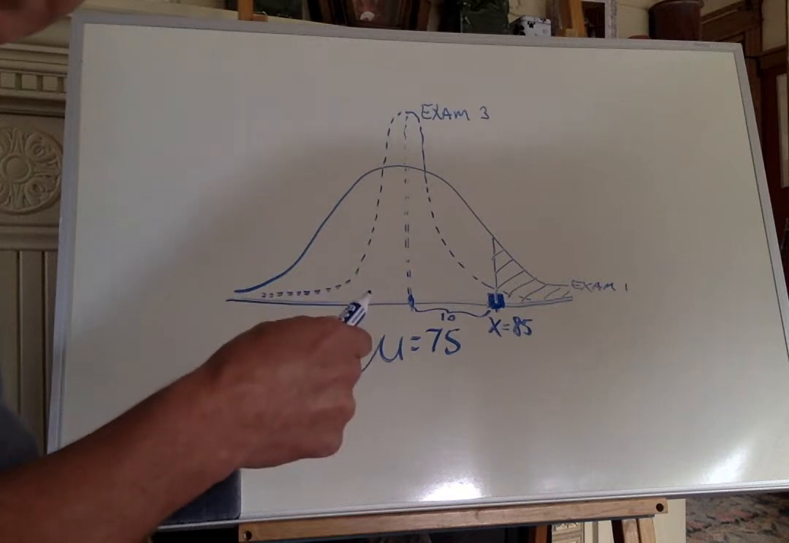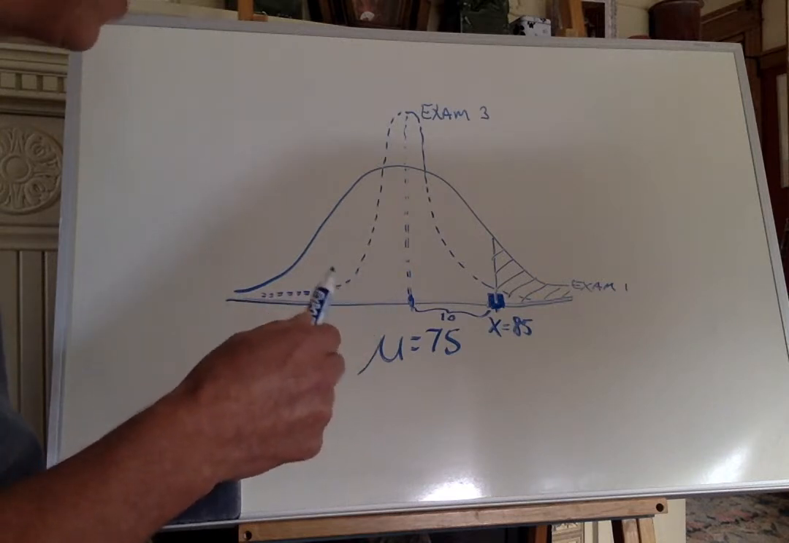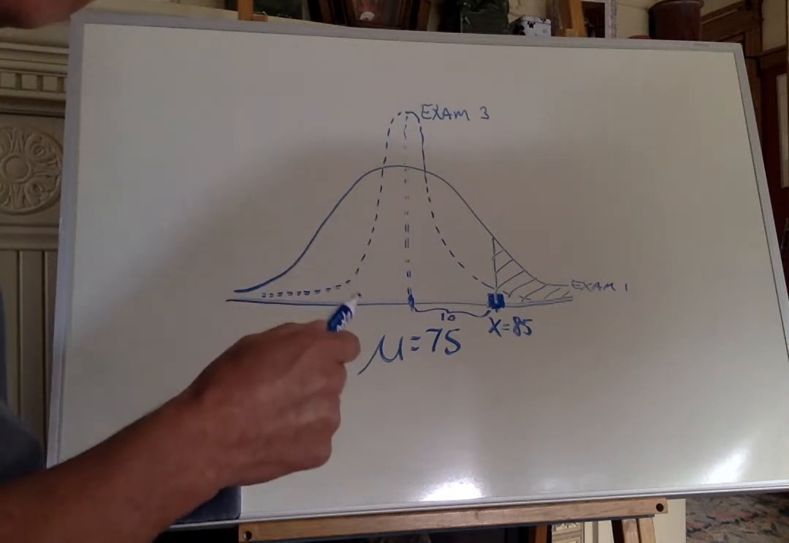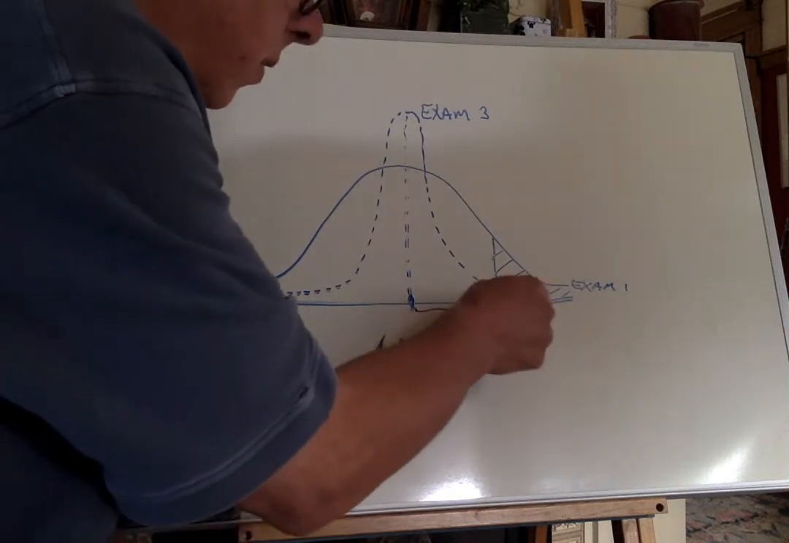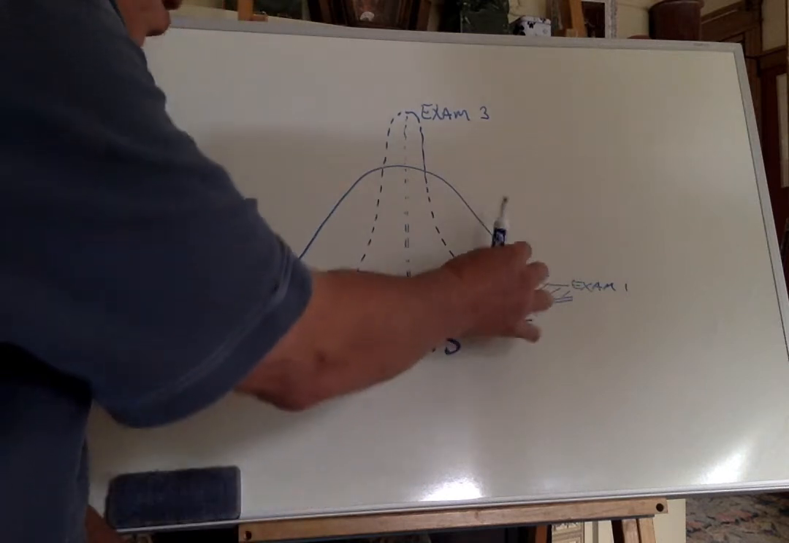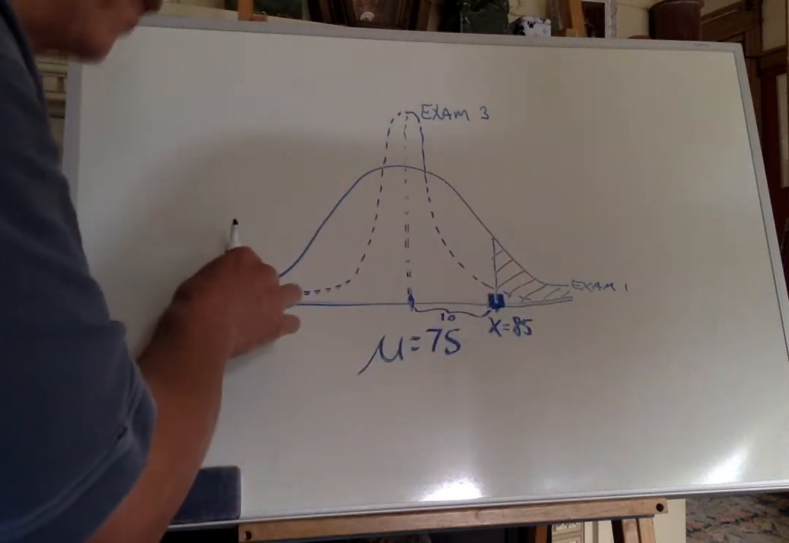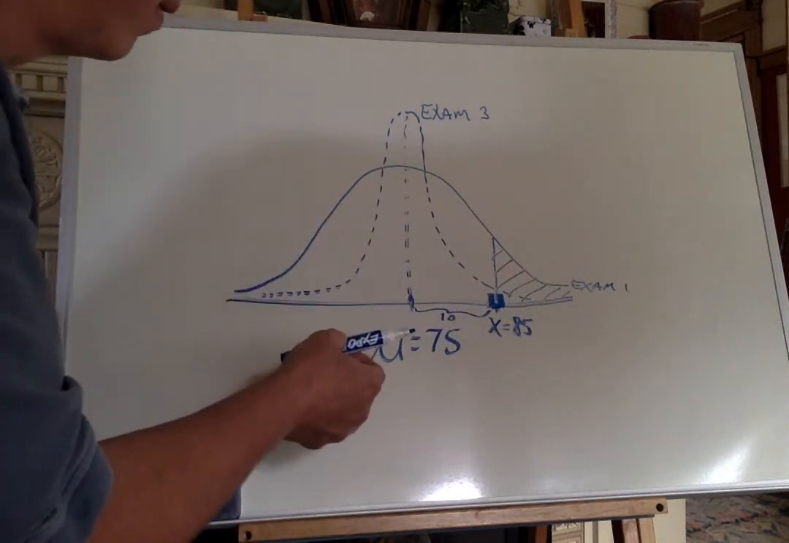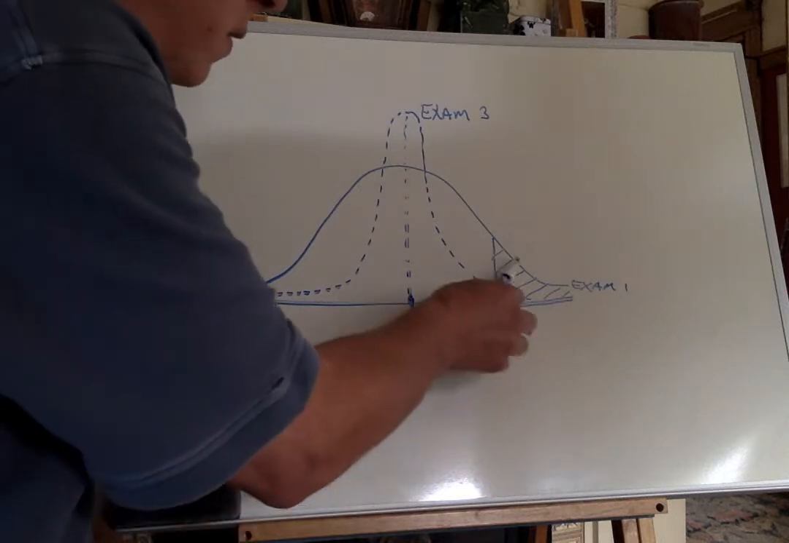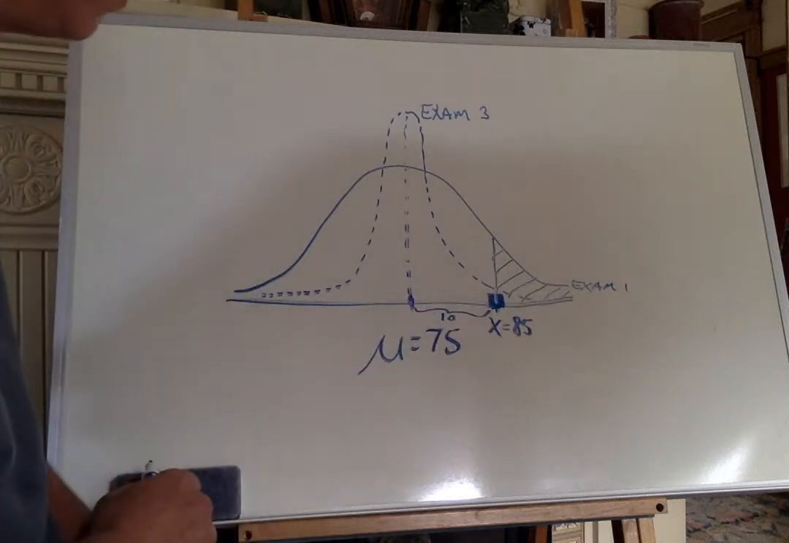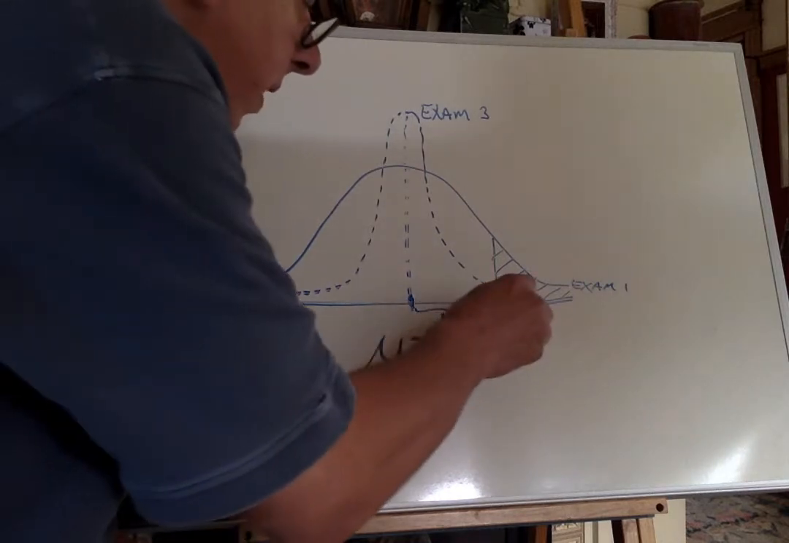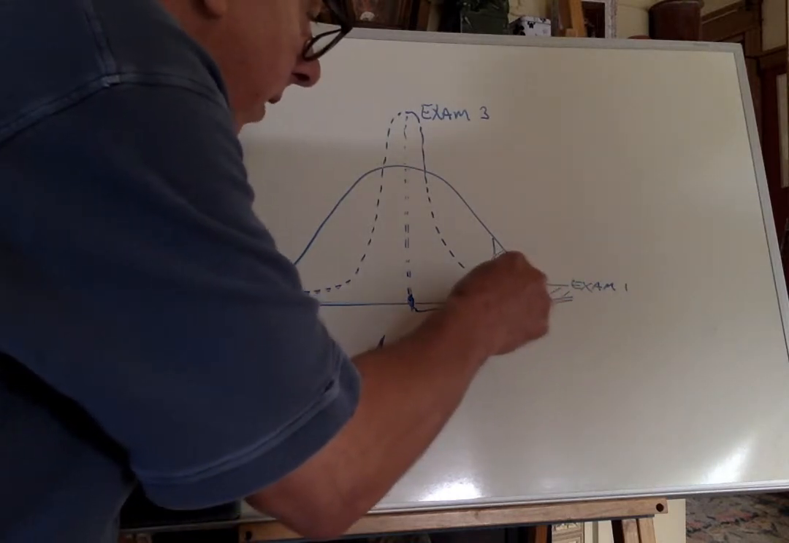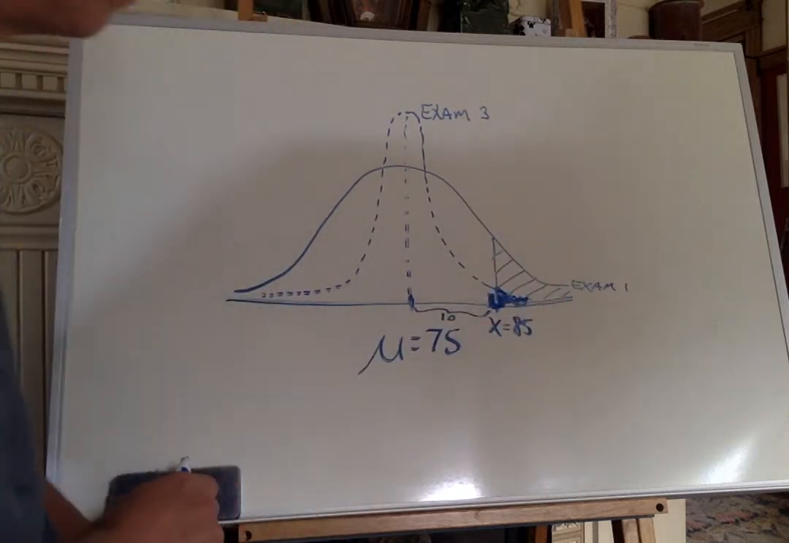Remember, the area underneath the curve represents the blocks that are underneath the curve. So not as many people, so this many people did better than you. You certainly did better than the majority of the class. You're above average, right? For exam 1, this shaded area represents how many students did better than you. For exam 3, this area here is the area that did better than you.